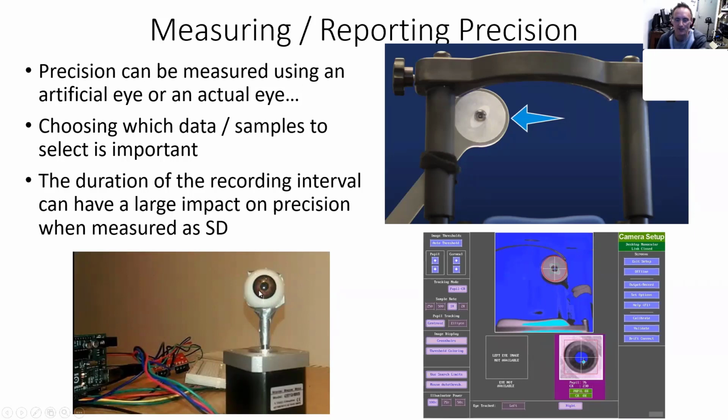This is a robotic artificial eye that I made that you can actually use to measure accuracy because it moves. But the key point is if it has a pupil and makes a corneal reflection, then you can measure it, and you can measure precision with an artificial eye. But you can equally measure precision using data collected on real eyes. It doesn't matter which you do. Obviously, they're going to tell you different things.